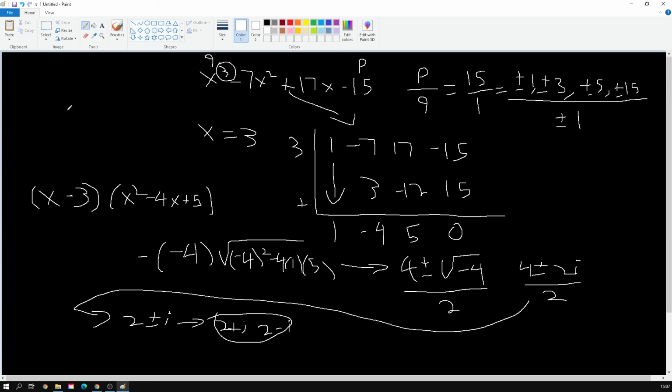So the final answer right over here is x equals 3, and then we have 2 plus i and 2 minus i. And these are the 3 zeros. And again, if you feel like you're missing a zero, always check your polynomial degree.